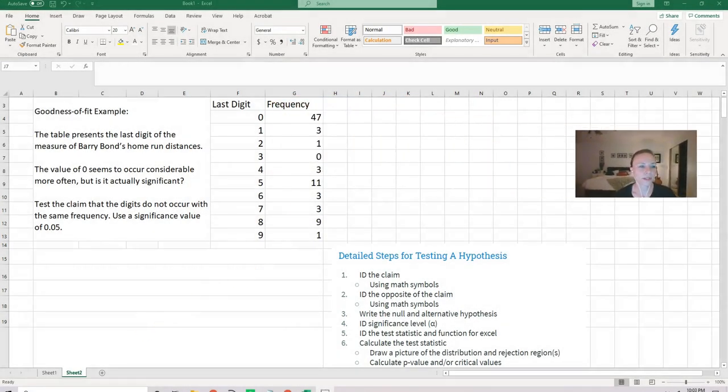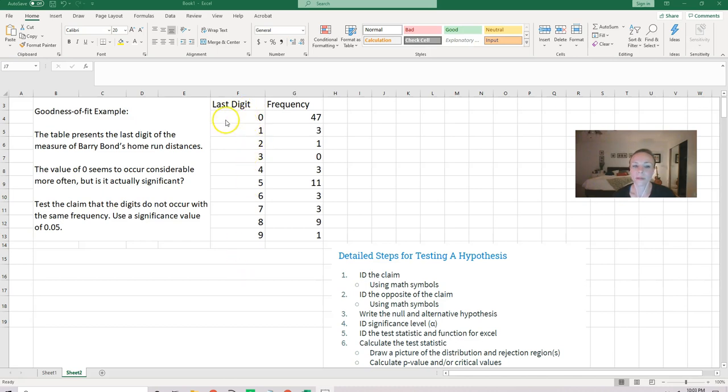Okay, so here is our example. It's a goodness of fit example. The table presents the last digit of the measure of Barry Bonds' home run distances. The value of 0 seems to occur considerably more often, but is it actually significant? Meaning, does 0 come up so often that it seems like these numbers aren't random?